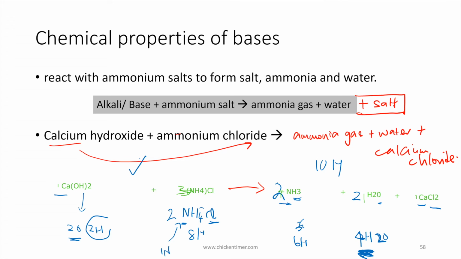Balanced means the number of N on the left must equal the number of N on the right, and H and O likewise. That means the number of Ca on the left must be equal to the number of Ca on the right. Number of N on the left must be equal to number of N on the right. Number of O on the left must be equal to number of O on the right. H also the same. So that's balancing equation.